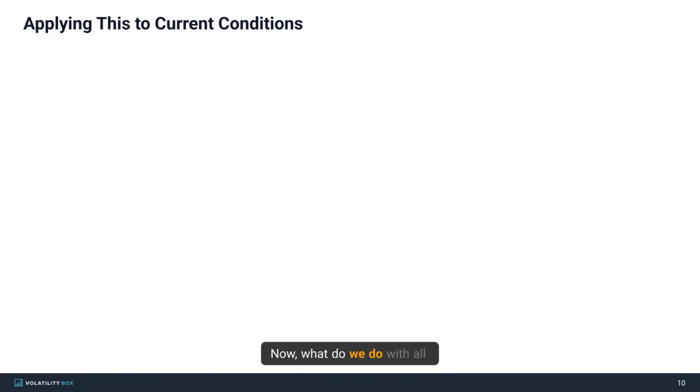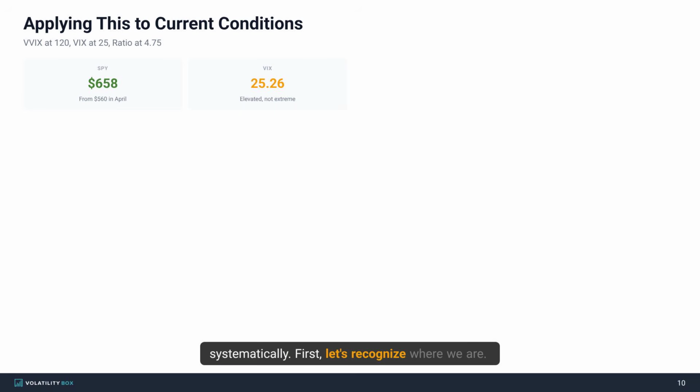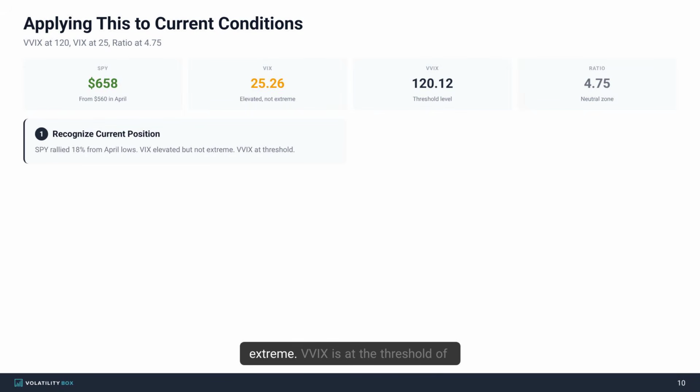Now, what do we do with all of this information? Again, bringing this back to where we're currently at. The VVIX is at 120, VIX is at 25. So let's start with going through this systematically. First, let's recognize where we are. The SPY has rallied from 560 in April to 658 now. That's nearly an 18% move. VIX is elevated, but not extreme. VVIX is at the threshold of our elevated zone of 120.